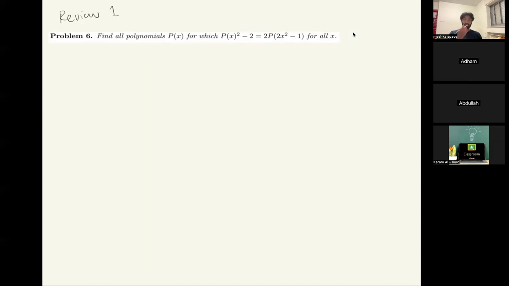Right, so why x equals 1? The reason x equals 1 is because these two inputs, x and 2x squared minus 1, become equal when x equals 1. So if you wanted to make these numbers equal, one way you can do it is x equals 1. You can also do x equals 1/2, but that's easier, right? So what does it tell us? It tells us p of 1 squared minus 2 equals twice p of 1.